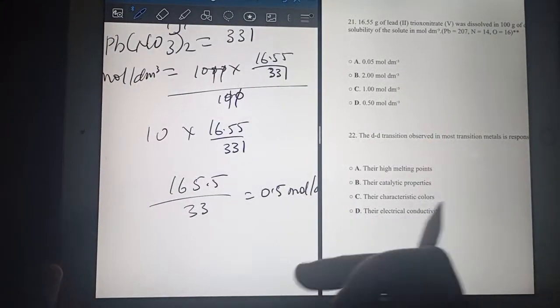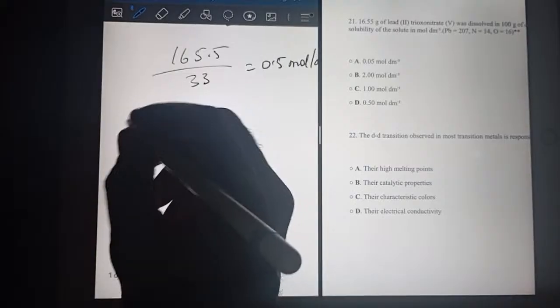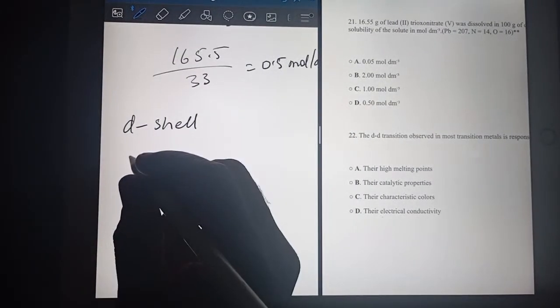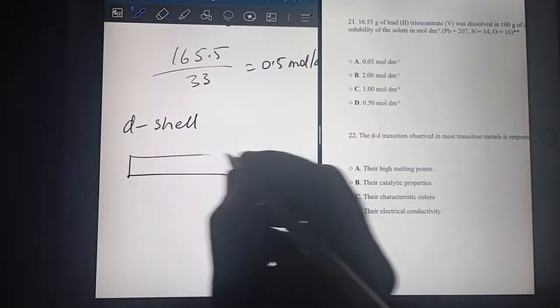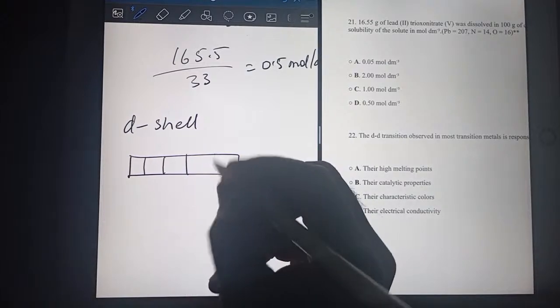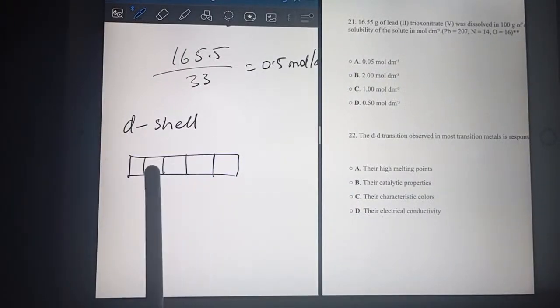So in d orbitals, how many orbitals does the d subshell have? The d subshell has 5 orbitals. 1, 2, 3, 4, 5.